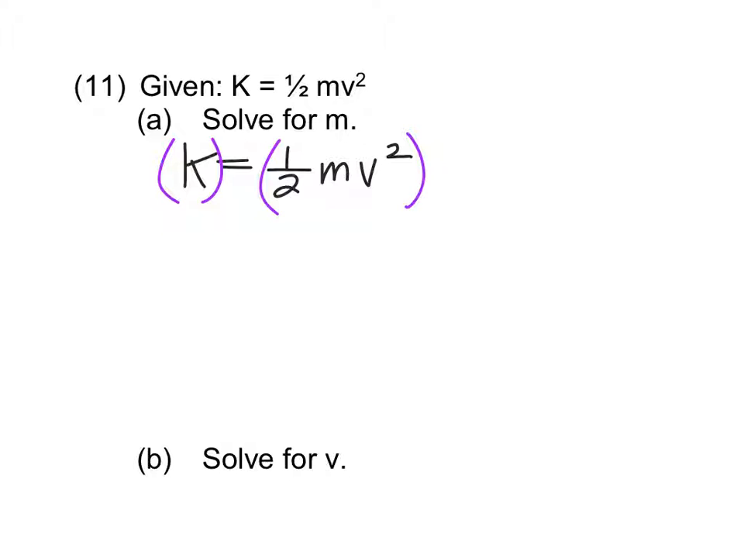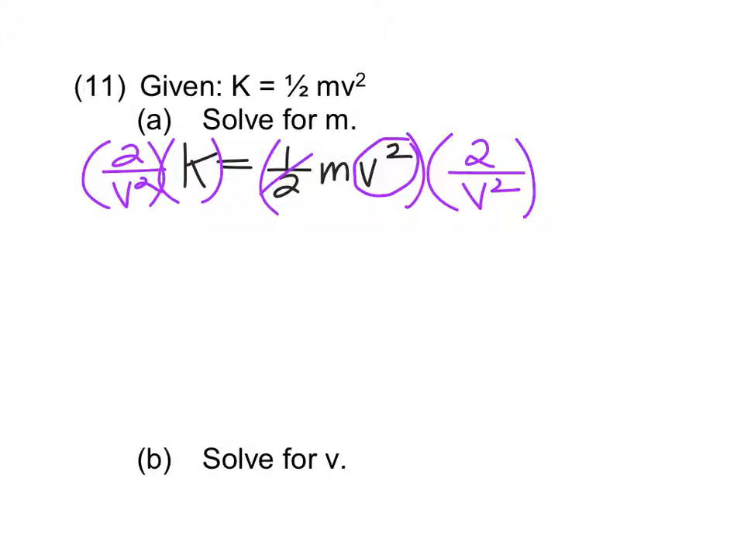How about multiplying by a reciprocal? What would that reciprocal be? 2 over 1, that takes care of this one. But I also want to get rid of the V squared. So multiply both sides by 2 over V squared. That cancels everything except for the M. And so when you put it all together, you get 2K over V squared equals M.